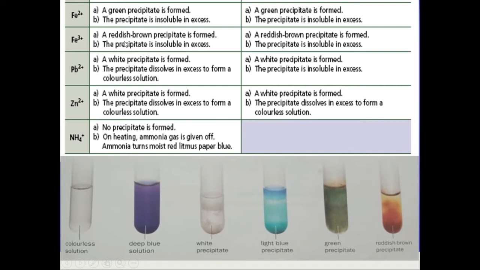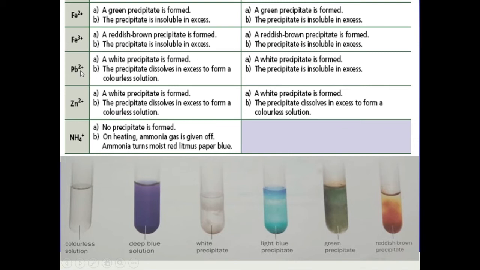Ferric ion, when we add few drops of sodium hydroxide, it gives reddish brown precipitate. You can have a look at the reddish brown precipitates. And by adding excess of sodium hydroxide, the precipitates remain insoluble, and the same result when adding a few drops of ammonia or excess of ammonia.